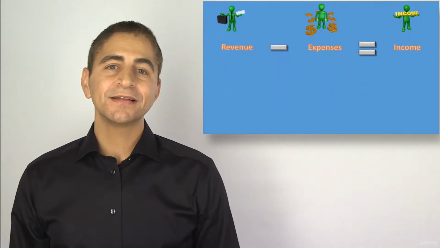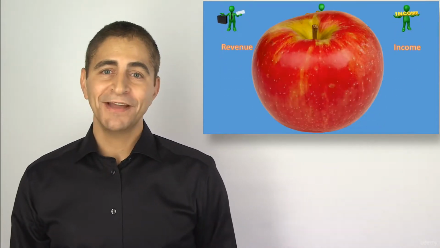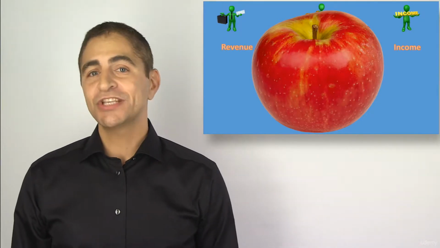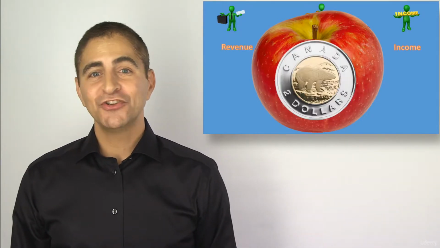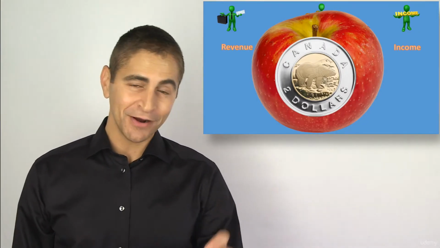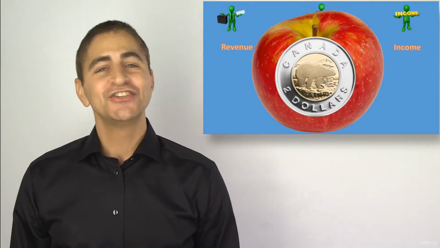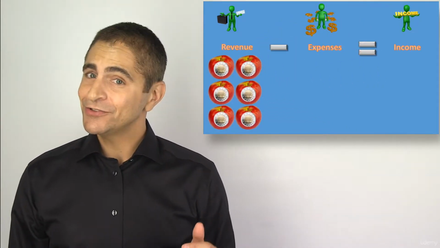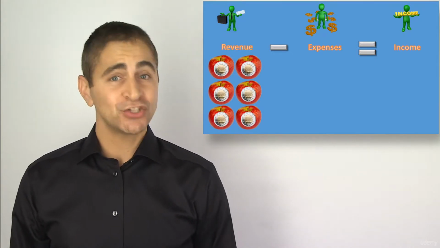So let's drill down a little further, and we're going to talk about an example here. You have a company and you sell apples. You sell them for $2 each, and that's a Canadian $2 coin. It's a polar bear. Pretty cool, eh? So you sell an apple for $2 each, and you sold 6 apples. So that's $12 in revenue.